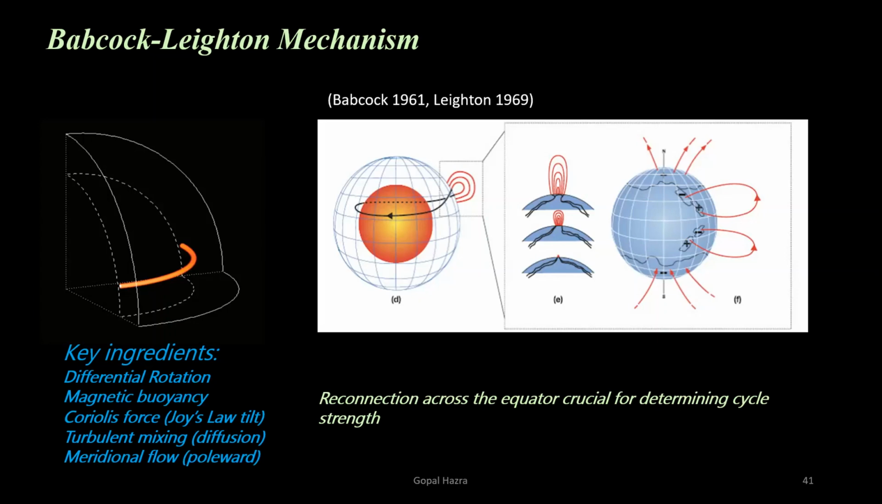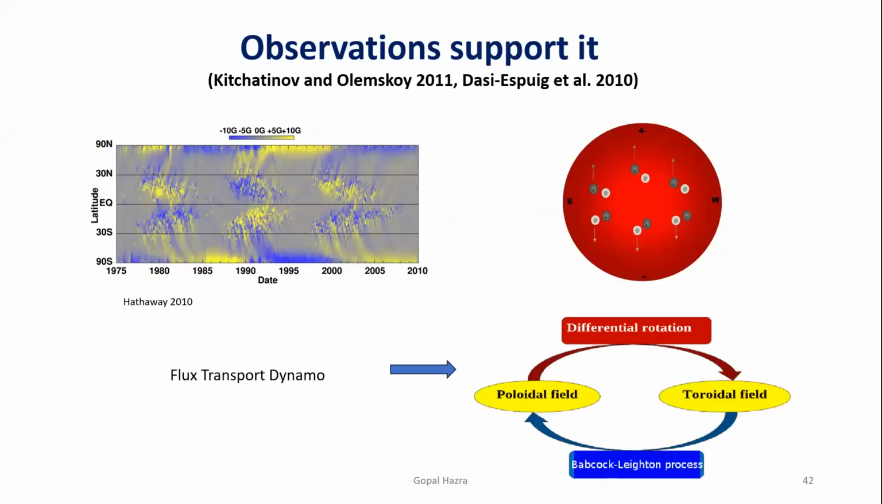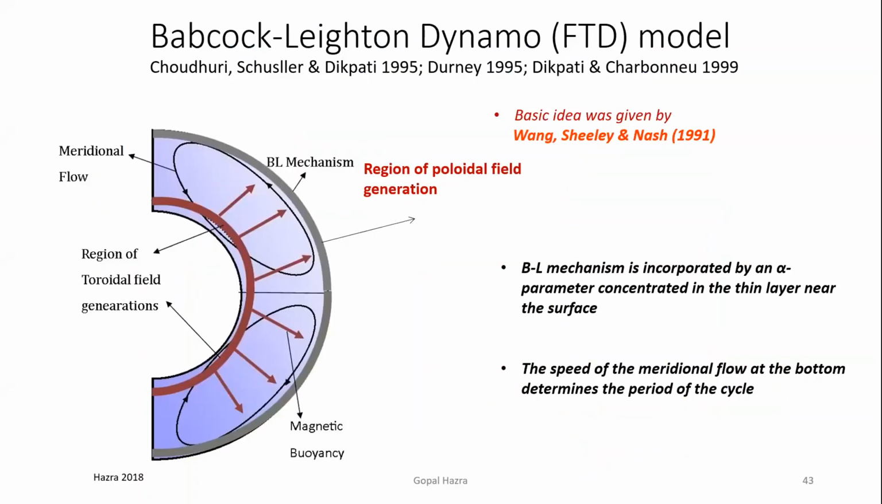Okay. So now you know the toroidal to poloidal and poloidal to toroidal, right? There is a differential rotation creating the toroidal field, then from the toroidal field the Babcock-Leighton mechanism at the surface does its part. If we model this, this is the flux transport dynamo. So what is happening here? This is your tachocline region. This is a meridional cut now.